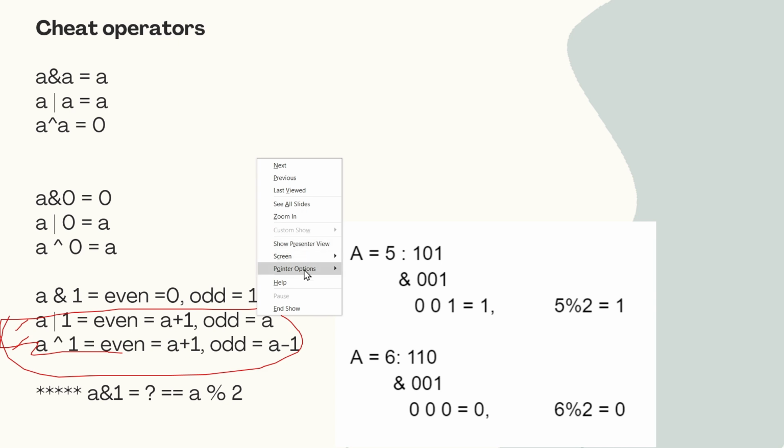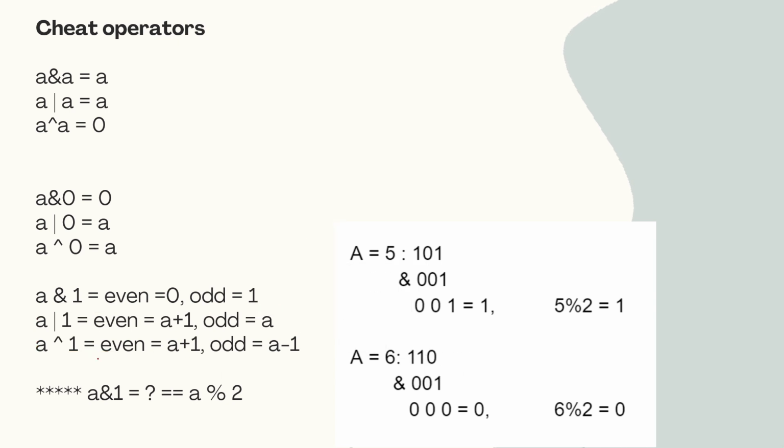Now there is one more cheat operator, the most important cheat operator. I want to tell you about this cheat operator. This is the most important one you will use in most of the problems. Now what is this cheat operator? I have written here a and 1, a mod 2, both are the same. That means you take any value of a, you apply AND with 1, and you apply mod with 2, you are going to get the same value. Both are literally the same.